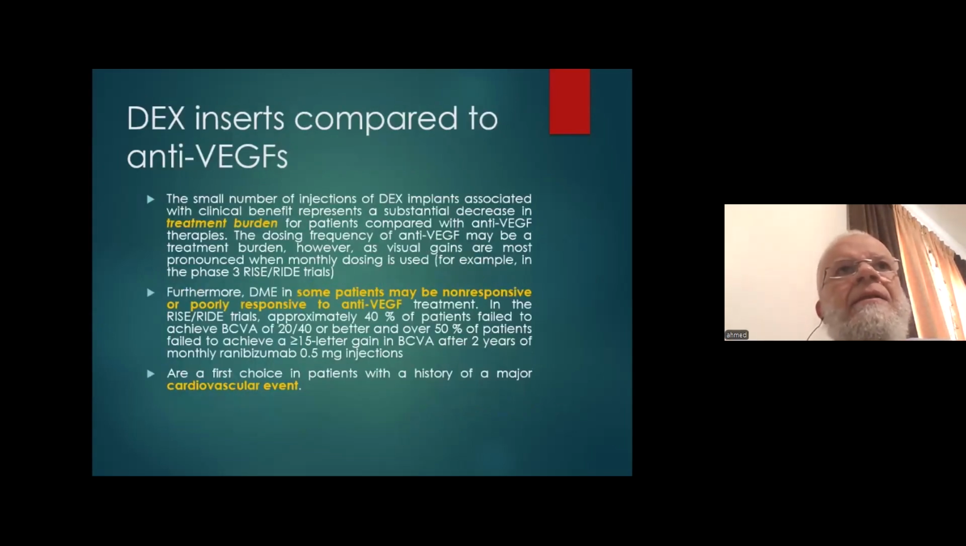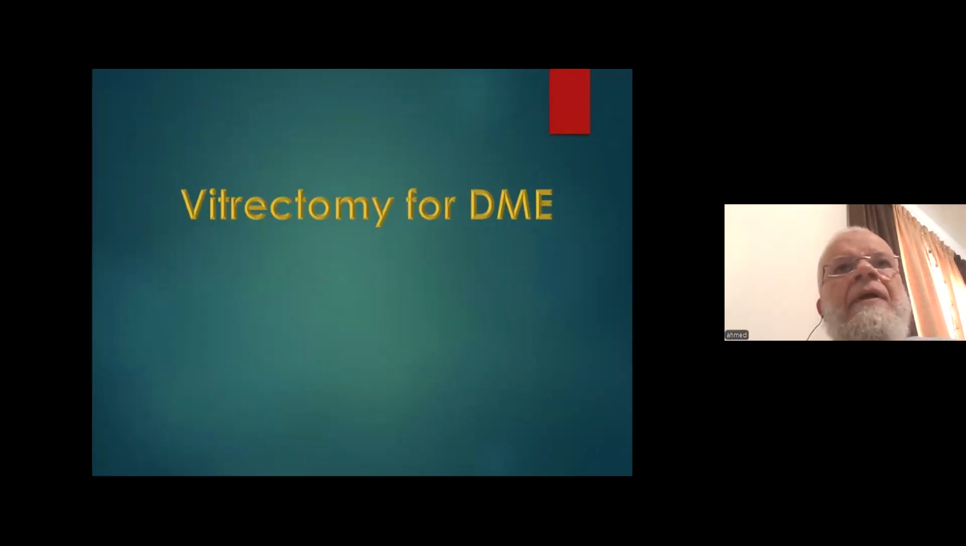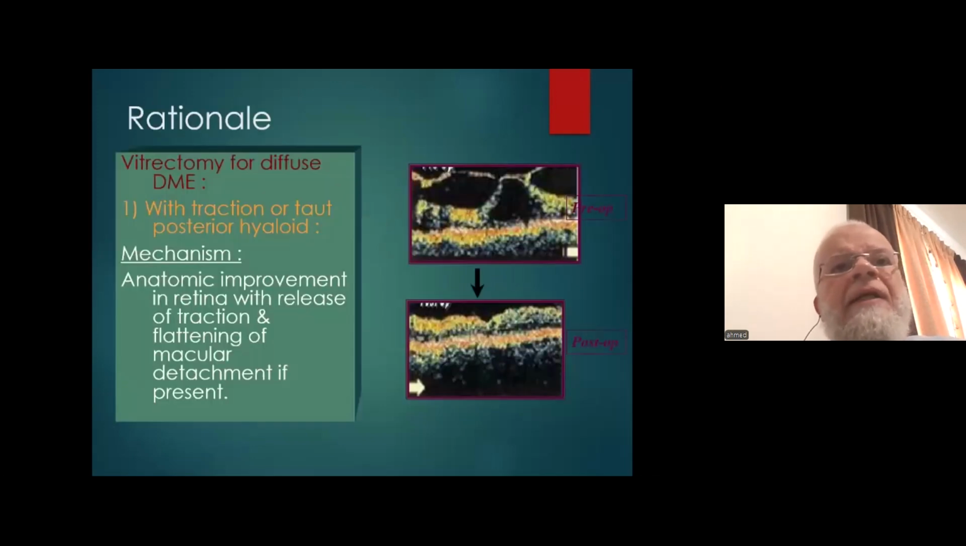Vitrectomy for diabetic macular edema is used when there is traction, particularly anteroposterior traction, on the retina, to relieve the anteroposterior traction and return the retina to its normal anatomy.